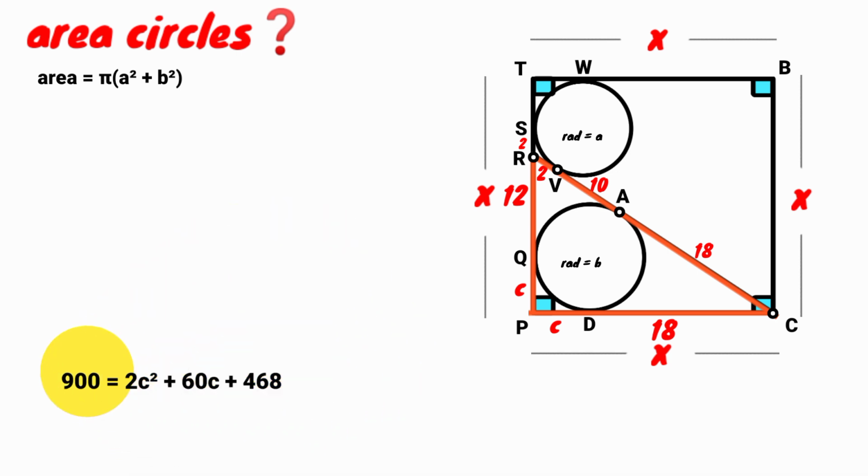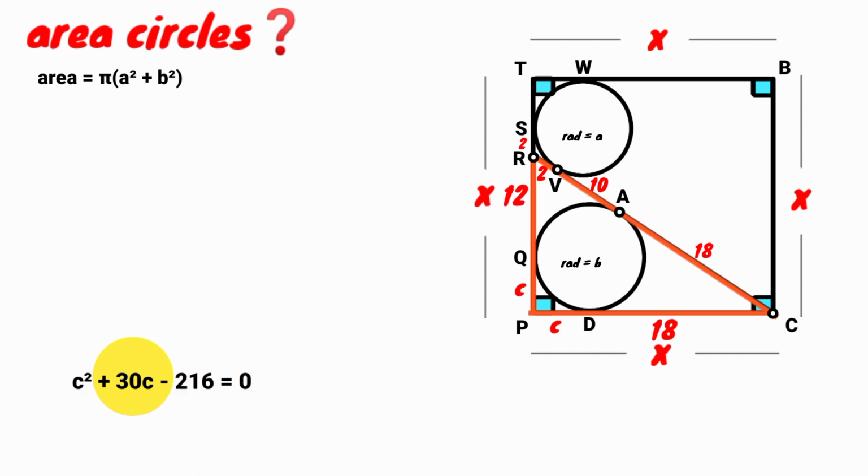Take this 900 to the left. 468 minus 900 is minus 432. So it is 2c squared plus 60c minus 432 equal to 0. Divide through by 2. Here 2 cancels 2. 60c over 2 is 30c, while here minus 432 all over 2 is minus 216. So c squared plus 30c minus 216 equal to 0. This is a quadratic equation. We can solve by factorization.